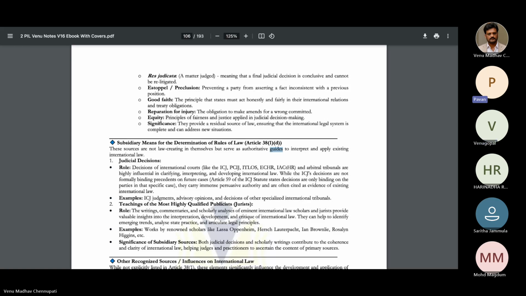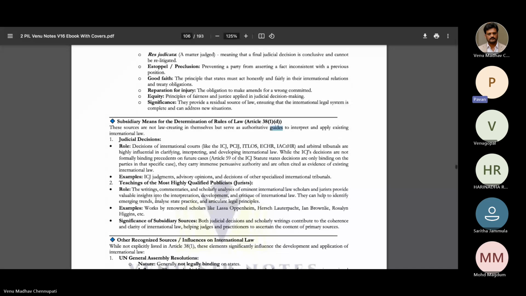While ICJ decisions are not formally binding precedents on future cases, Article 59 of the ICJ Statute states that decisions are only binding on the parties in that specific case. They carry immense persuasive authority and are often cited as evidence of existing international law. Examples: ICJ judgments, advisory opinions, and decisions of other specialized international tribunals.